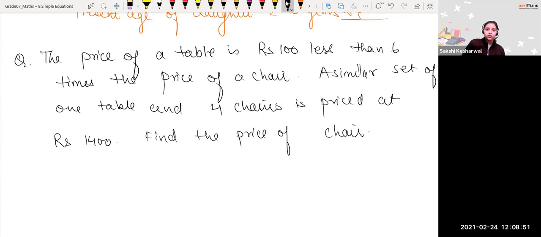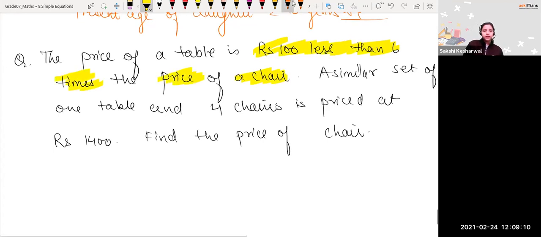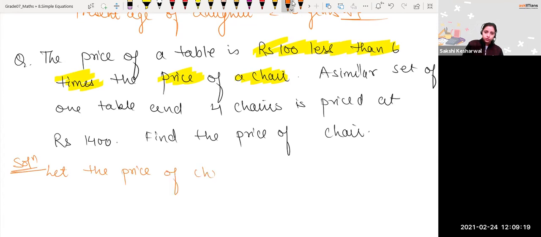Just read out the statement. The statement says that the price of the table is 100 less than 6 times the price of the chair. So we'll take x as the price of the chair. Let the price of chair be x. Now, what will be the price of the table? It is 100 less than 6 times the price of the chair, so 6 times the price of the chair minus 100. This is going to be the price of the table.